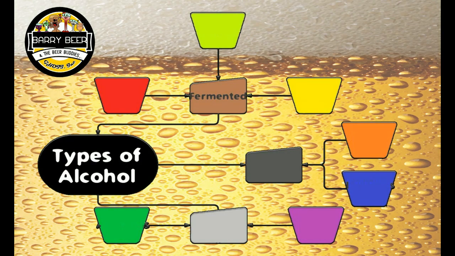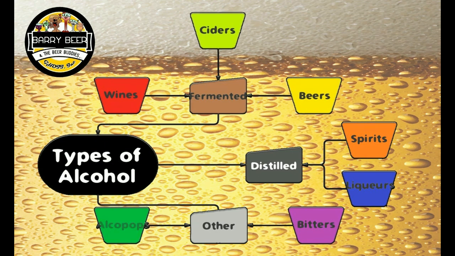1. Fermented beverages. Beers, ales and lagers. Wine, reds, whites, rosés, sparkling and fortified wines, and ciders. Distilled beverages, which includes liquor or spirits like vodka, gin, whiskey, rum, tequila or brandy, and liqueurs. And then there's the other section, cocktail bitters and alcopops. So without further ado, let's get into each separate section.